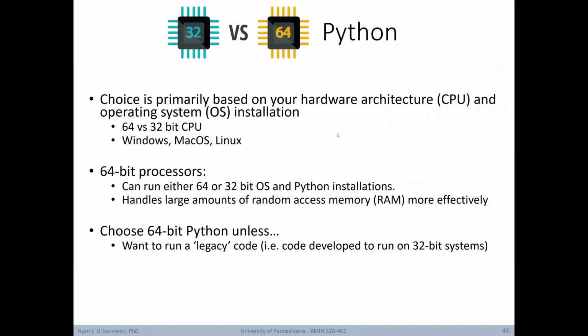Another thing to consider when you're installing Python is whether to go with a 64 or 32-bit version of Python. And this choice is primarily based on your own hardware architecture, so what CPU you have, and what operating system you use. 64-bit processors can run either 64 or 32-bit operating systems as well as Python installations. 64-bit processors handle large amounts of random access memory, or RAM, more effectively. So in general, just choose the 64-bit Python unless, again, there's code that was designed to be run on a 32-bit system, which, again, I don't think anyone's going to run into in this course.